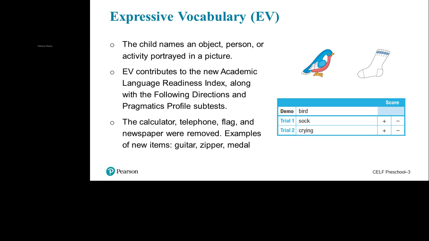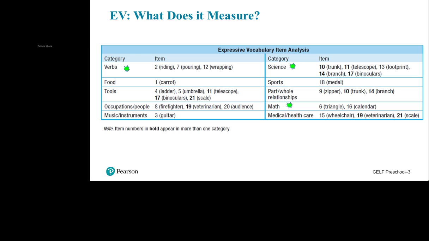So the examiner would say, look at this picture. This is a bird. Look at this picture. What is this? Here's the item analysis table for the expressive vocabulary subtest. It targets words in semantic categories that reflect typical language experiences of children ages 3 to 6. The items measured include verbs as well as academic categories like science and math.